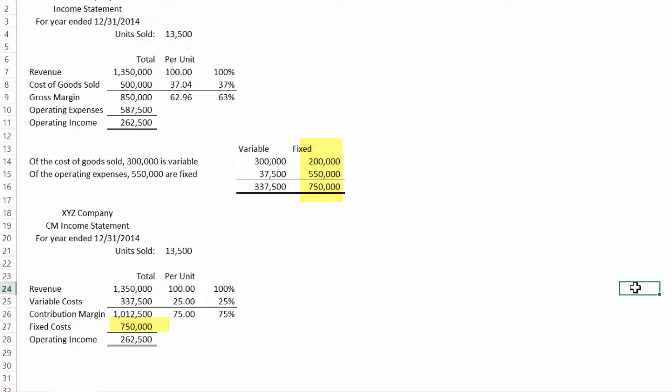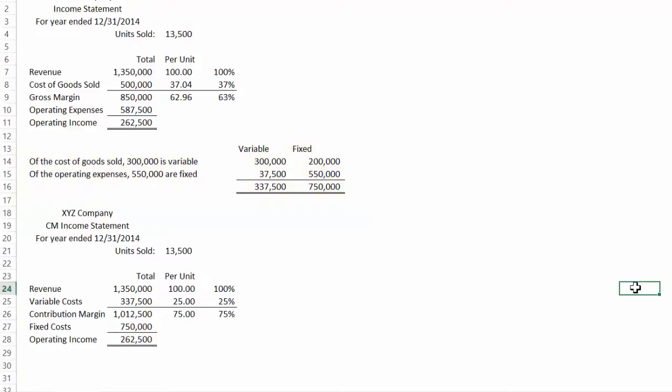Now notice when we're looking at the variable costs, we are looking at variable costs from all sources, whether they're from production or whether they are from operations. The same thing goes for fixed costs. Some of those fixed costs are part of cost of goods sold, and some of those are part of operations.